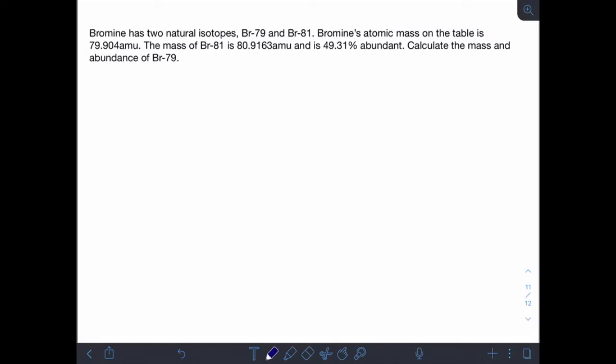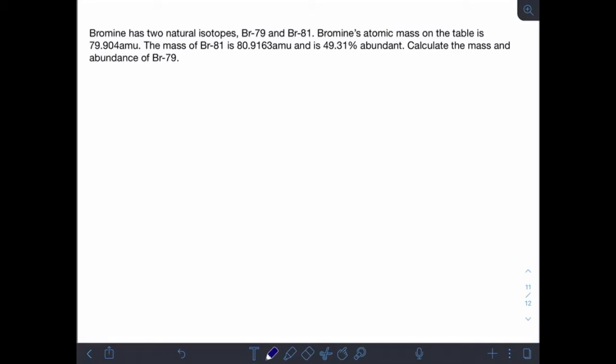So I thought it would be useful to go through a problem with isotopic abundance that was a little bit different than the one that I gave earlier. In this example, it reads that bromine has two natural isotopes, bromine 79 and bromine 81. Bromine's atomic mass on the table is 79.904 AMU, and the mass of bromine 81 is 80.9163 AMU and is 49.3% abundant. Calculate the mass and abundance of bromine 79.